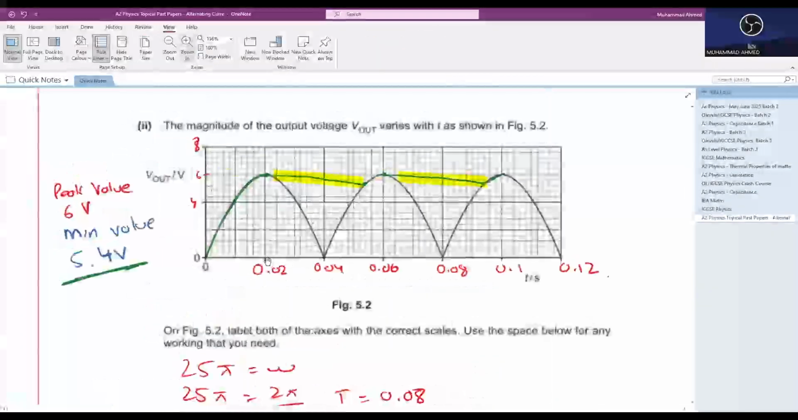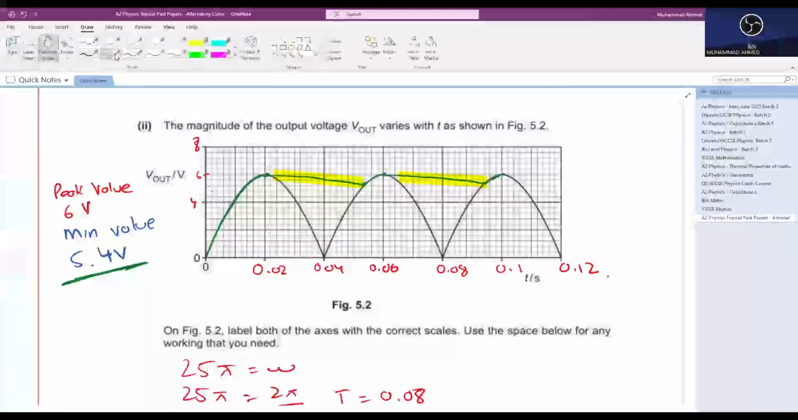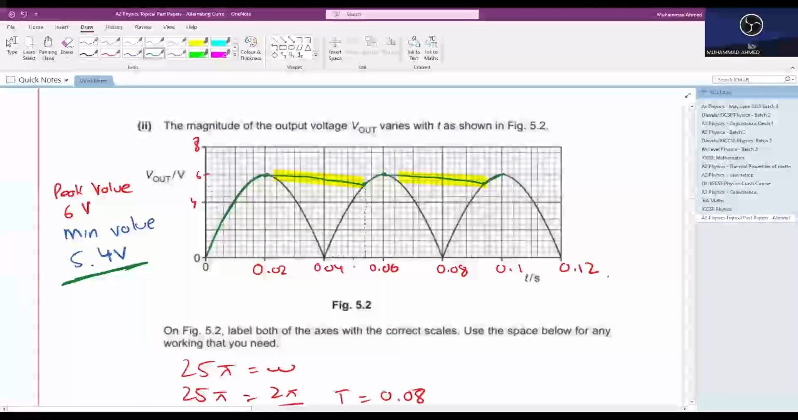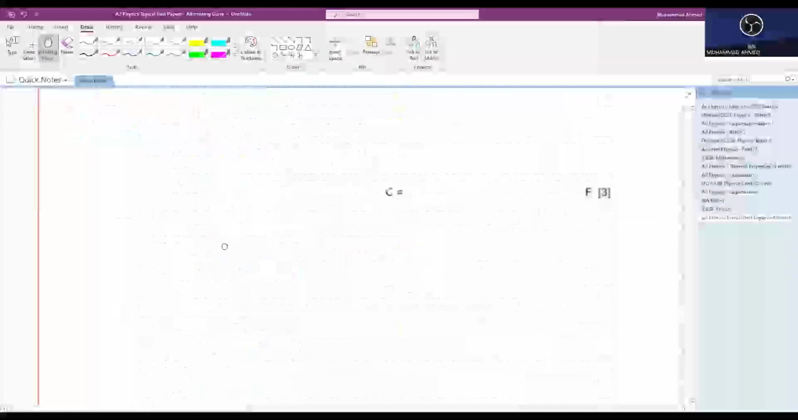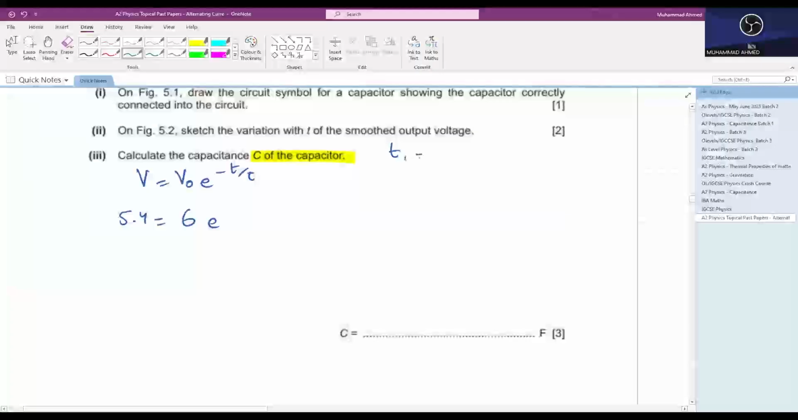Let's see. It is starting at 0.02 and it is ending somewhere here. This will be 1 second. 1, 2, 3, 4, 5. This will be 0.05. So this point is 0.054. Okay. So your starting value of time for discharge is 0.02 and your ending value for discharge is 0.054. So what is the time difference, or you can say time here? 0.034. Okay. So let's put it here, 0.034.